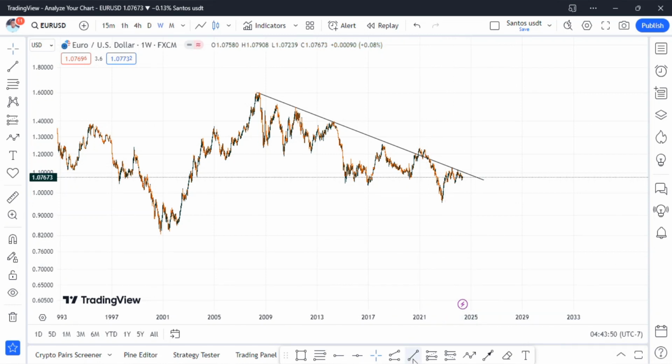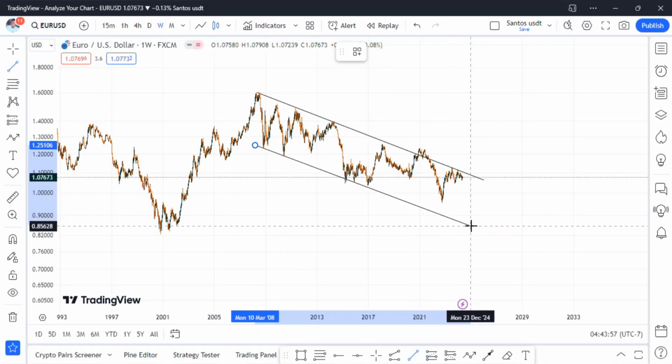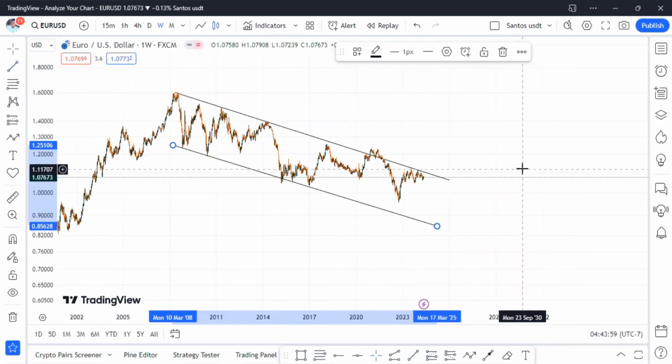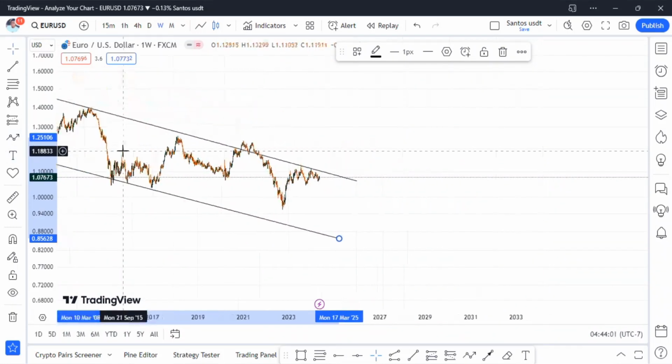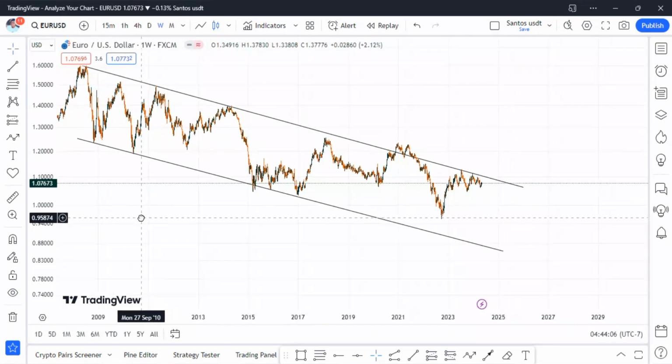So let's get the support trend line. Good. So everything is nice now. So we have this. At least we have a channel whereby we can base our decision on.